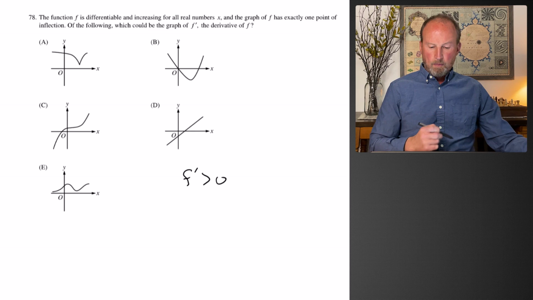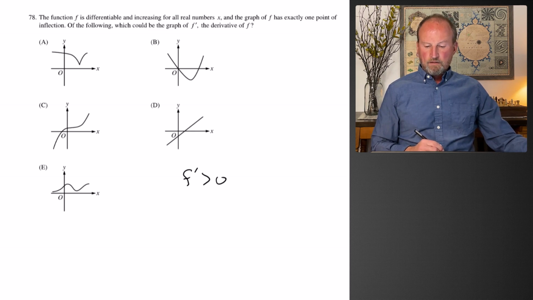So the graph of f has exactly one point of inflection. Definition of point of inflection: where my second derivative is 0 and where it switches signs. Second derivative 0 and the second derivative switches signs. Super important we have that and in there. Of the following, which could be the graph of f prime, the derivative of f? Which of the following is the graph of f prime?